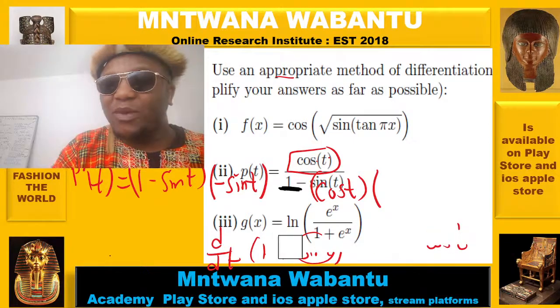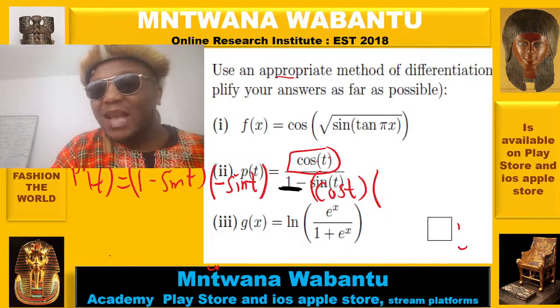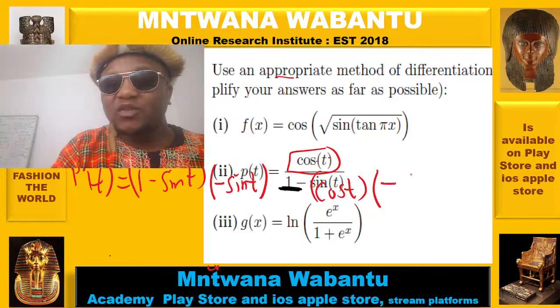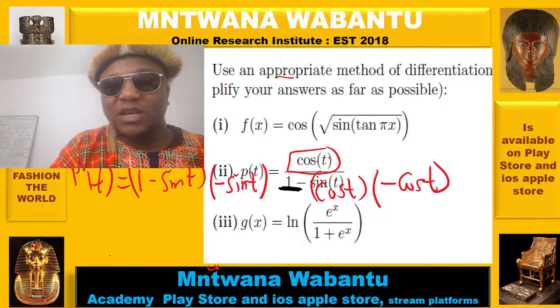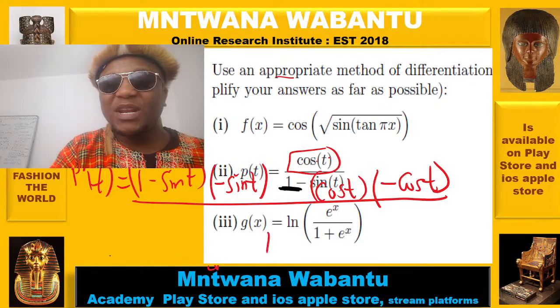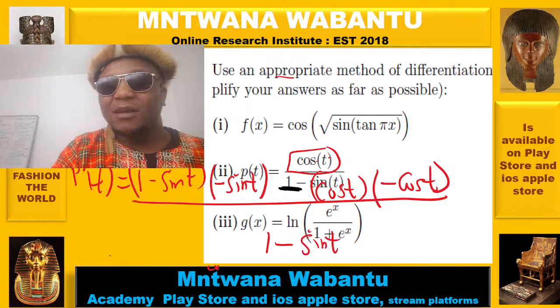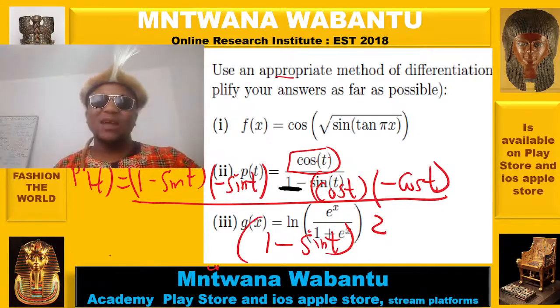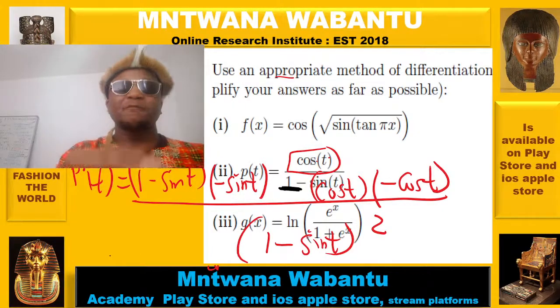So then I'm going to replace this. I'm going to write there inside the bracket, negative cos of t. So this is going to become negative cos of t. And then we square the denominator. What is the denominator? The denominator is 1 minus sine t squared.